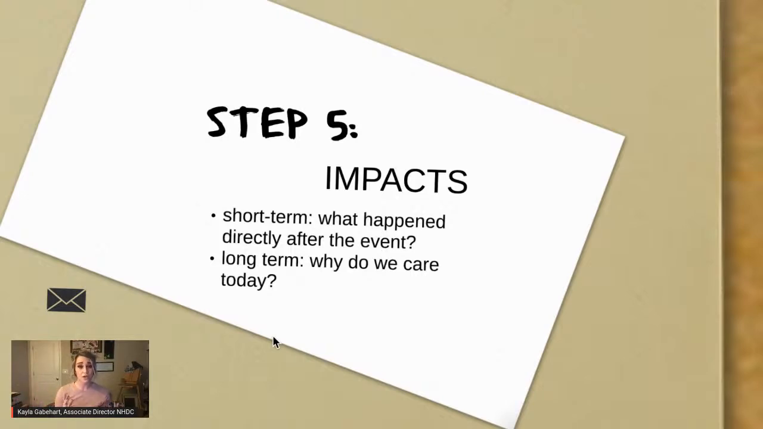You can also address in the other parts of your project, in the long-term impact section, in the conclusion section, that there were other impacts of whatever your topic is as well. But the ones you put in your thesis, those need to be the focus of your project, okay?